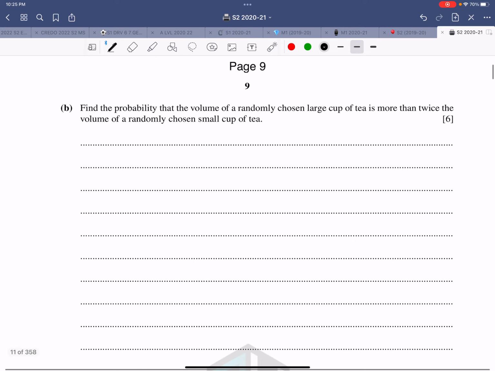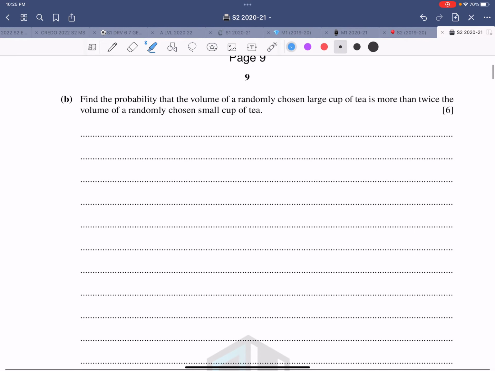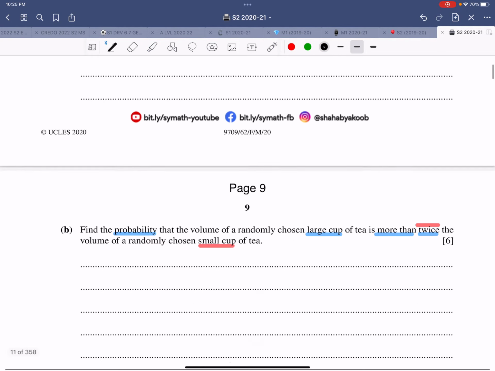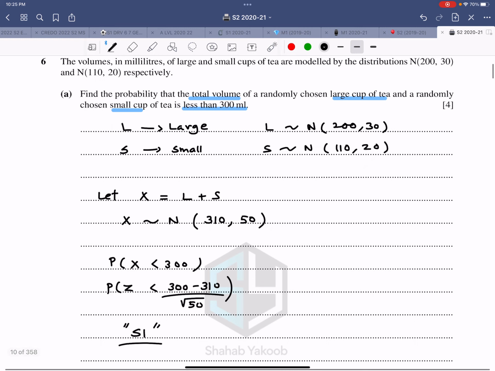Next question. Find the probability that the volume of a randomly chosen large cup is more than twice. Now the word twice is there. Twice the volume of a randomly chosen small cup of tea. So let me write down this data. Let me just copy it.